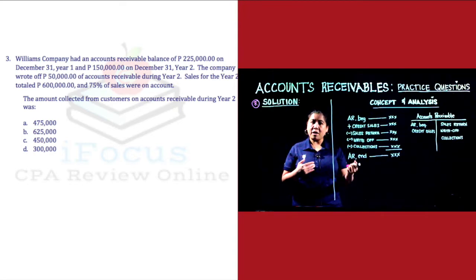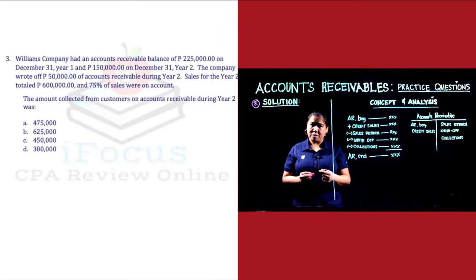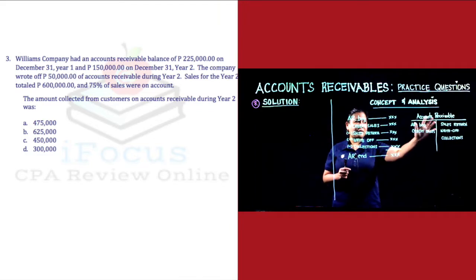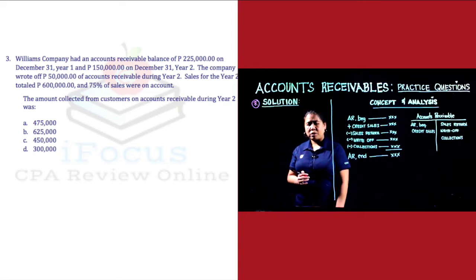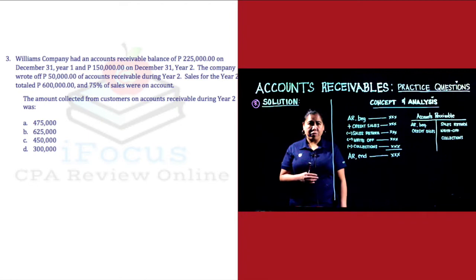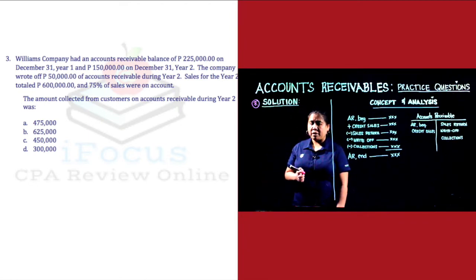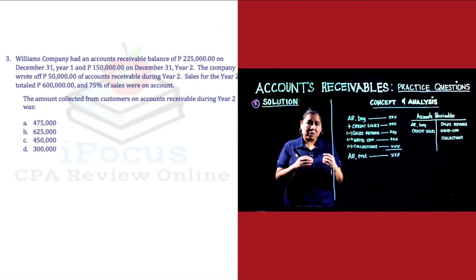Then, of course, kapag nakakolekta na tayo, kina-cancel din natin, inaalis din natin yan sa ating accounts receivable. Okay? Then, we will end up with our accounts receivable ending. Alright? Kung mas sanay ka sa T account, then kunin mo sa T account. William Company had an accounts receivable balance of 225,000 on December 31st of year 1. So, ano itong 225,000? Yan po yung ending balance last year. Alright? Na magiging beginning balance ng year 2.